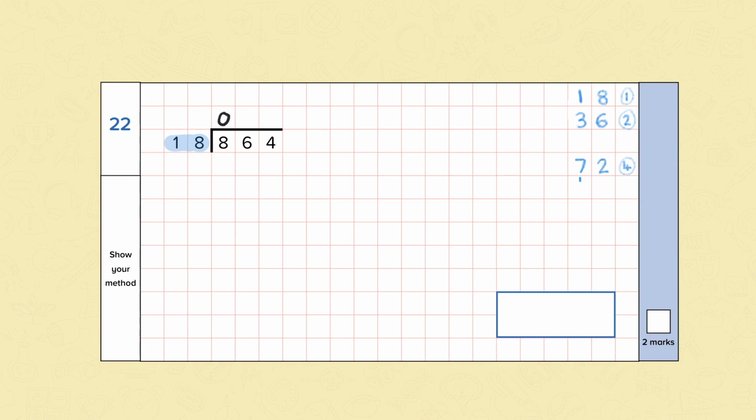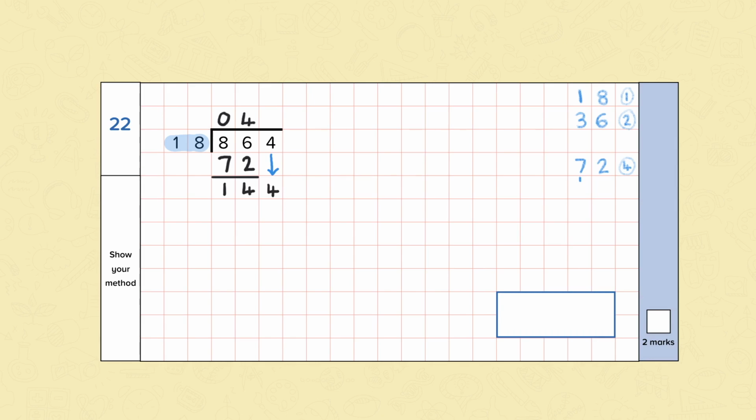We could work out 8 lots, but we don't need it for this. We can see that another lot of 18 added to 72 is going to be higher than 86. So 4 lots of 18 go into 86. Now we need to work out the remainder. 86 take away 72 equals 14. 14 is smaller than 18, so we need to bring down the 4 to make 144.